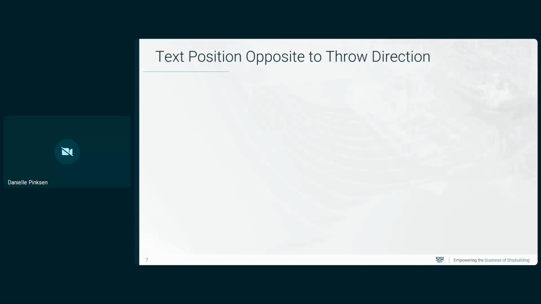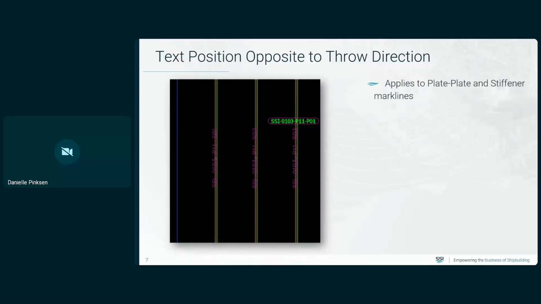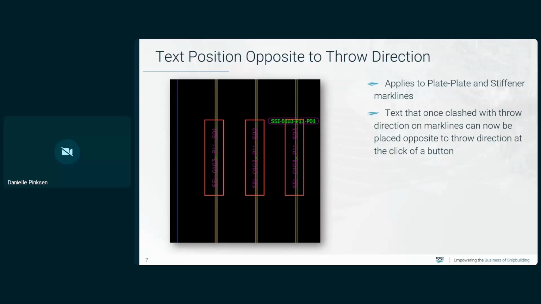The next one is pretty self-explanatory, and it is, again, a small feature with big impact: text position opposite to throw direction. It applies to plates and stiffener mark lines. Before the 2025 R1.1 release, text containing part names for stiffeners would clash with the throw direction symbol, as you can see in the image here. Now users have the option to flip this text to the opposite side of the throw direction using the Edit Stiffener Mark Line interface.